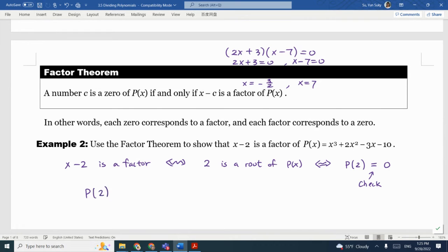So p of 2 equals, now we plug in 2 cubed plus 2 times 2 squared minus 3 times 2 minus 10. What's 2 cubed? 8. And the next one is also 8, right? And minus 2 times 3 is 6, minus 10. Oh, what's that?